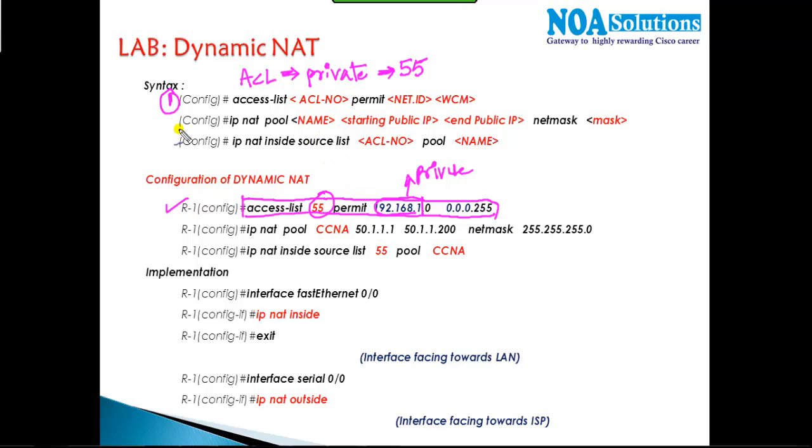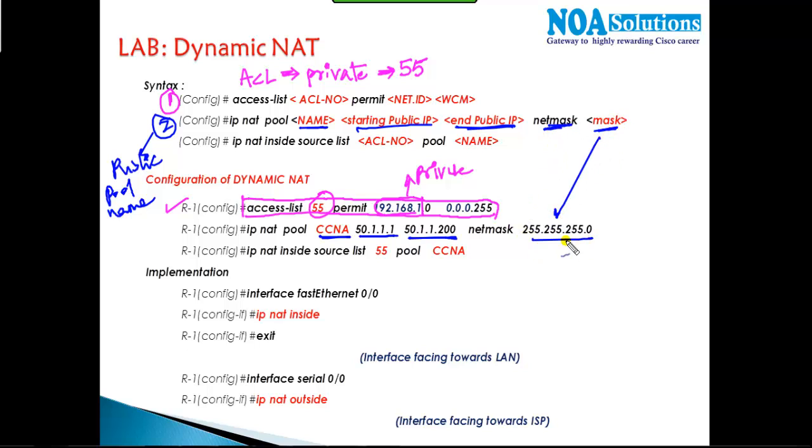In the next statement, we need to write the public IP addresses we want to use, with the starting IP and the ending IP. That will be decided by using a pool name. We write ip nat pool, and any name can be used, like I'm using CCNA here. We write the starting public IP in the range, 51.1.1, then the ending public IP, in my scenario 51.1.200, and then the netmask, whatever subnet mask we are using. In my scenario, I'm using /24.